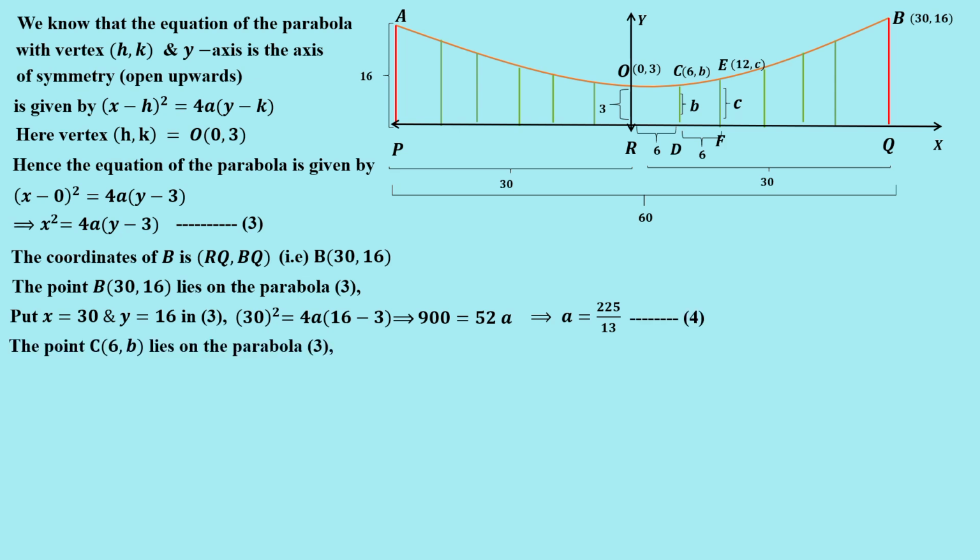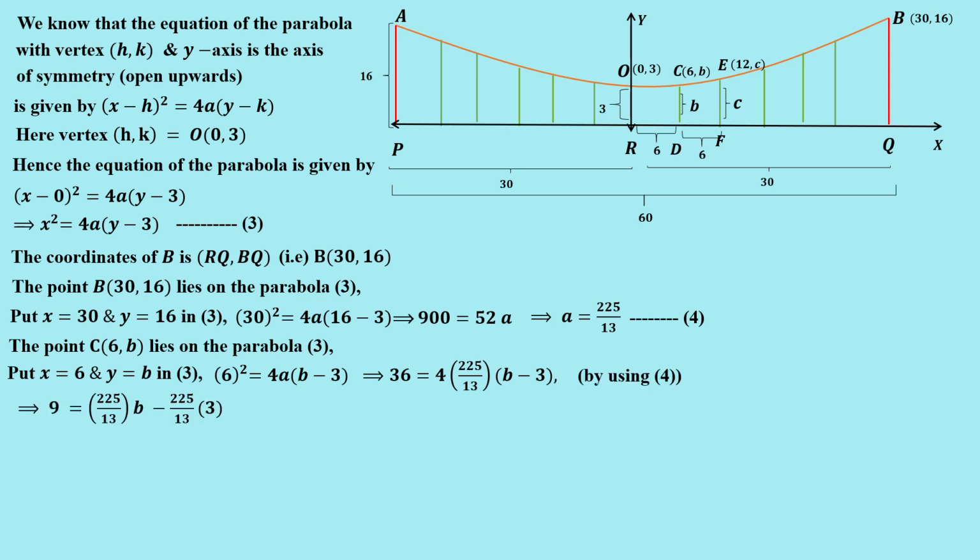The point C, 6 comma b, is on the parabola, that is on the cable. Cable is nothing but the parabola, that is equation number 3. So substituting x equal to 6, y equal to b in 3, we get 6 square is equal to 4a into (b minus 3). Substituting the value of a, 6 square, 36, is equal to 4 into 225 by 13 into (b minus 3). So 9 is equal to 225 by 13 into b minus 225 by 13 into 3. So you get 225 by 13 into b is equal to 792 by 13. So b is equal to 792 by 225, that is equal to 3.52. That is equation number 5.